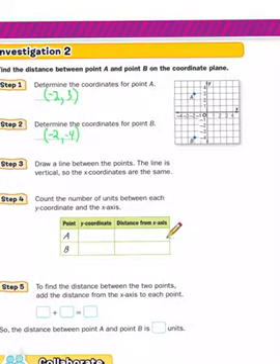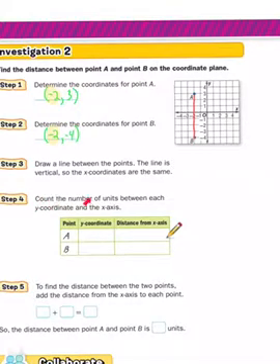Now, step 3 says draw a line between the points. The line is vertical, so the x coordinates are the same. So I'm going to draw a line between those points from A to B. Notice it's a vertical line. That means it goes straight up and down. And that means the x coordinates this time are the same. Notice that in your coordinates, the -2 and the -2, the x coordinates are the same. The ones that are different are the y values.